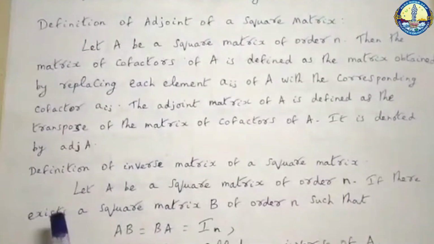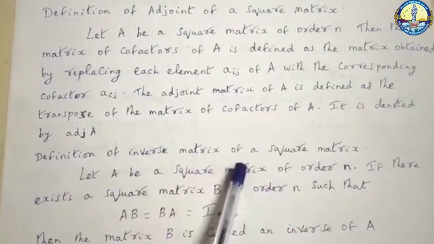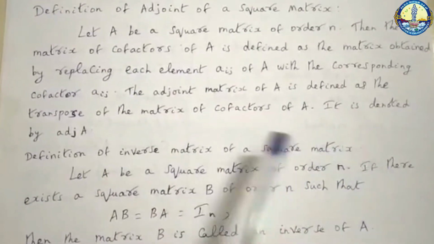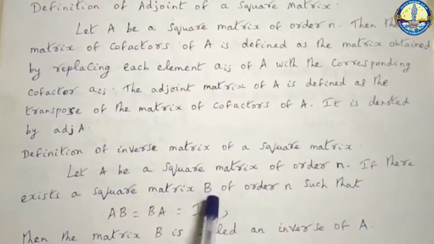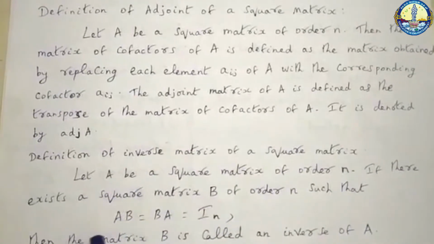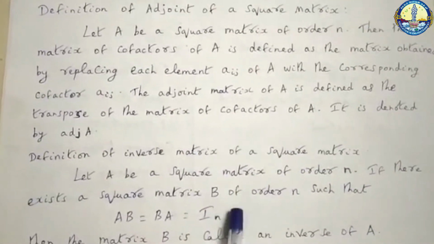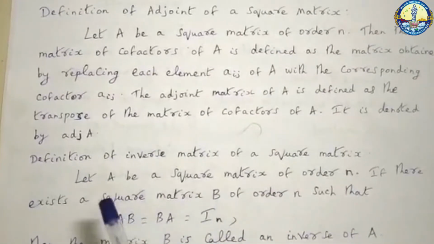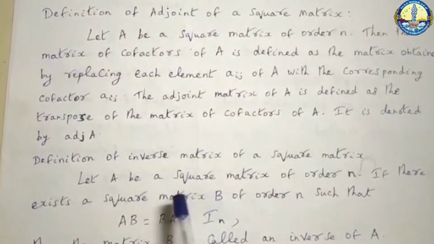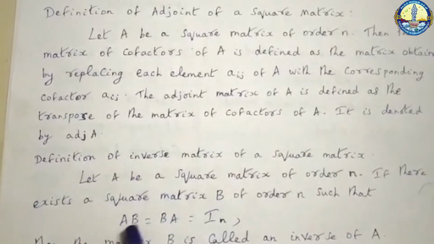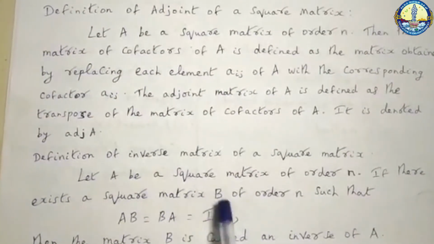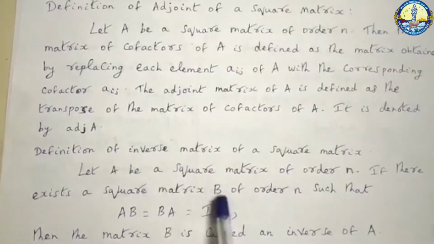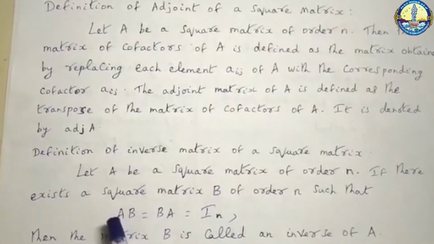Now we will see the definition of the inverse of a square matrix. Let A be a square matrix of order n. If there exists a square matrix B of order n such that AB equals BA equals I_n, then the matrix B is called an inverse of A. That is, two matrices A and B are said to be inverses of each other. It means the product of the matrices should be the identity matrix, where I is the identity matrix, in either order. Both should be identity. If the result is identity, then the matrices are inverses of each other.